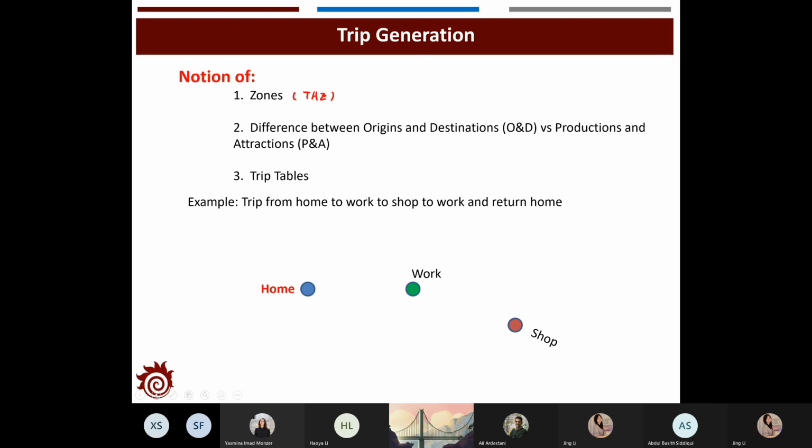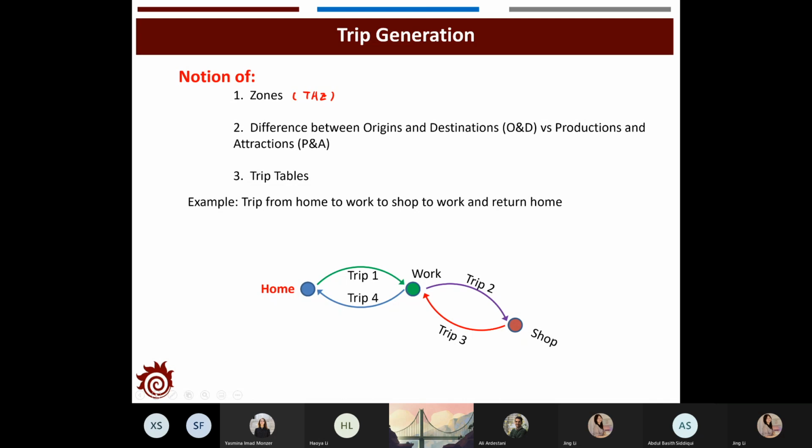So here, let's consider 3 points: home, work, and shop. We have the trip from home to work, from work to the shop, then from the shop back to work, and from work back to home. Just consider this is some pre-pandemic routine for a regular person.